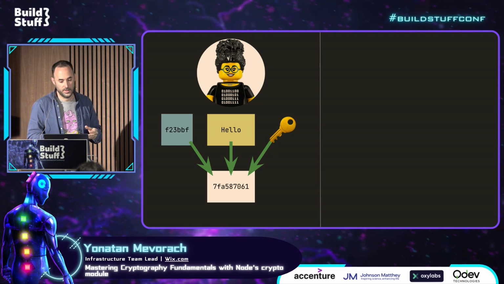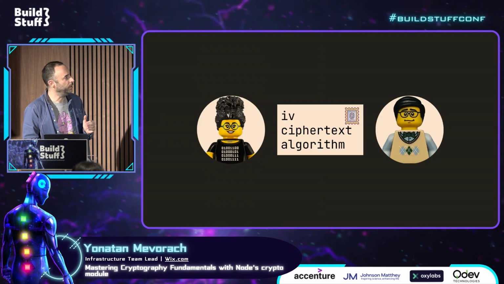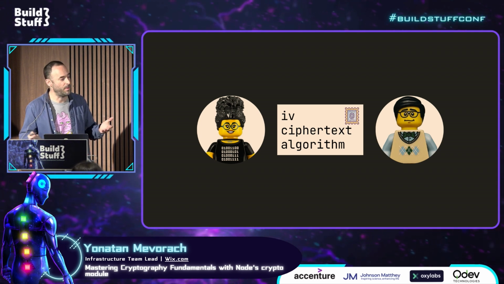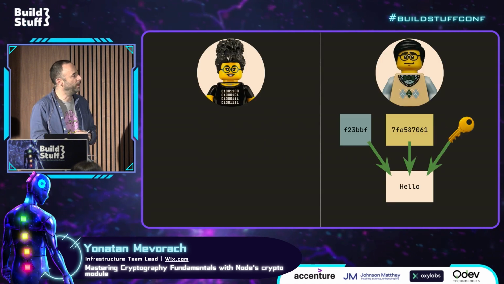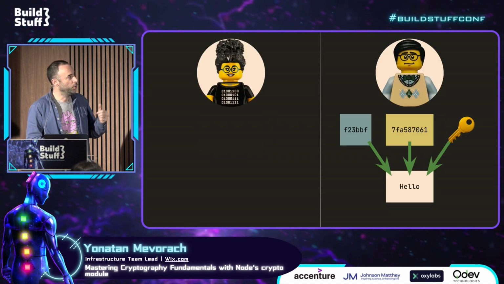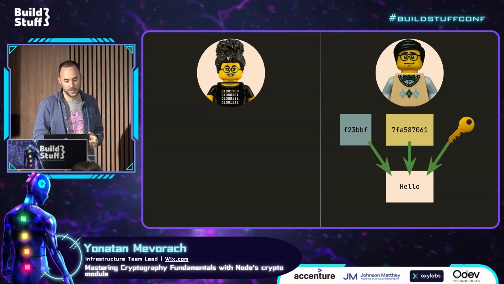So this is from Alice's point of view, and then she sends Bob the IV, the ciphertext, and the algorithm, or they can just choose to use the same algorithm every day, and then it won't need to be part of the message. But at any rate, now that Bob has this, he can apply the decryption using the same IV value that Alice used. So let's see how this is done in code.